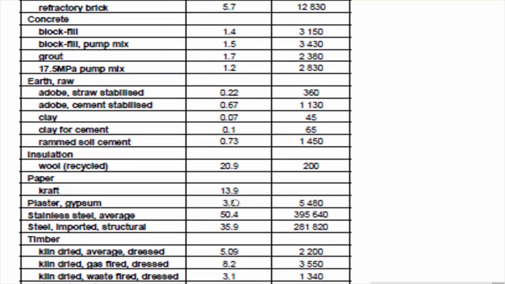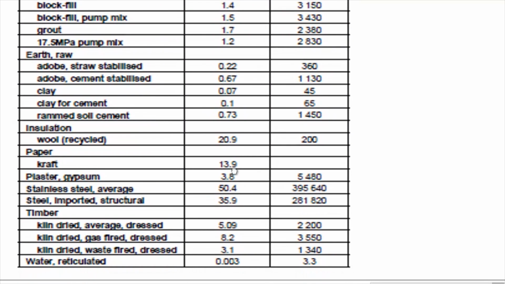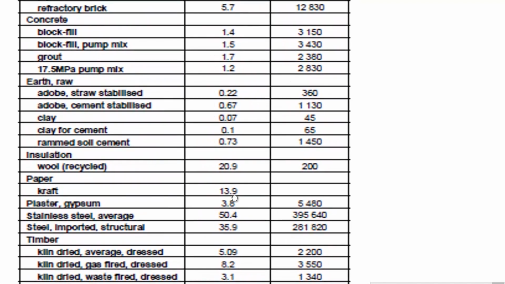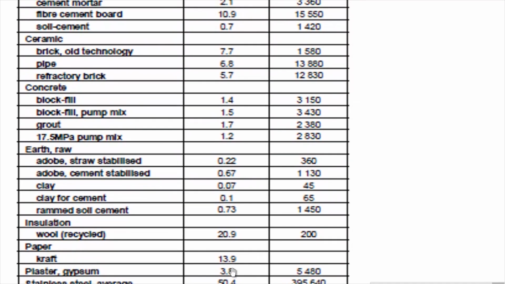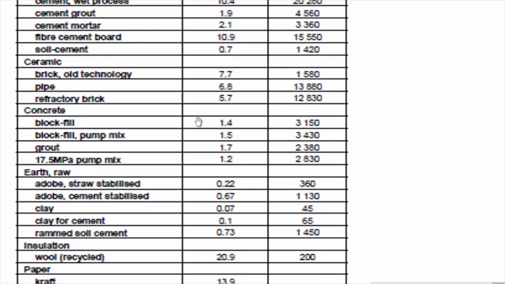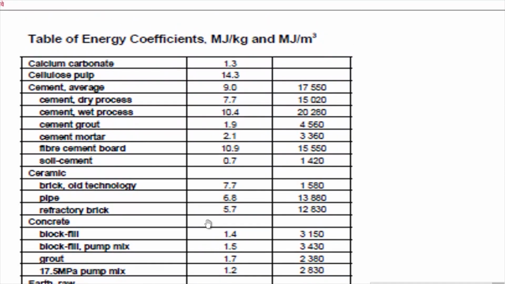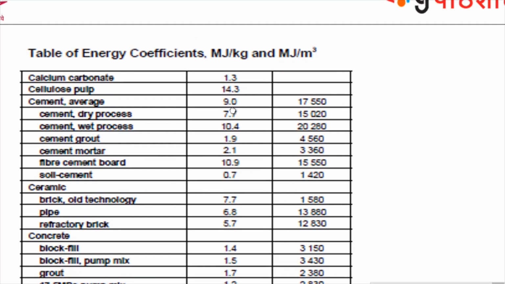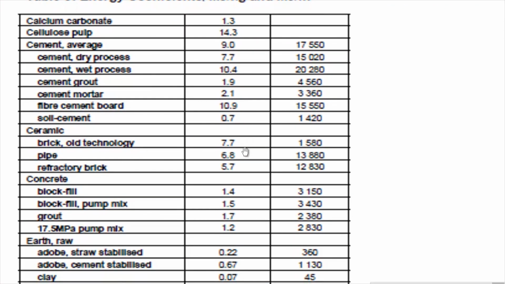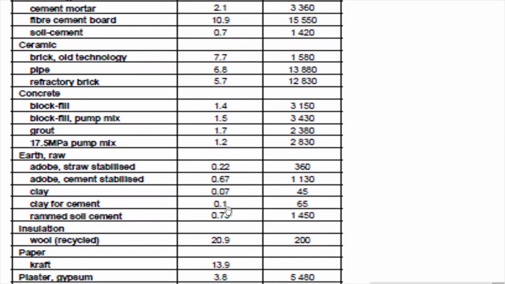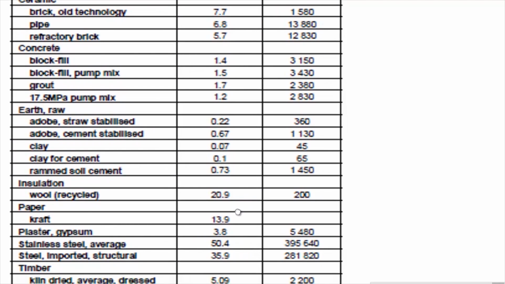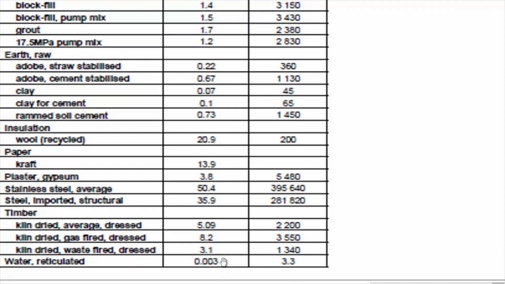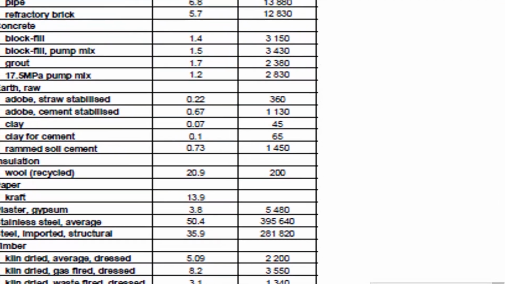So, in this chart we can understand that among the various building materials, steel ranks highest in terms of megajoules per kilogram, that is, in terms of energy consumption. Next is ceramic material, and also binding materials like cement. The lesser materials we have seen are clay, rammed earth cement, and timber, also to an extent of about 3.1.